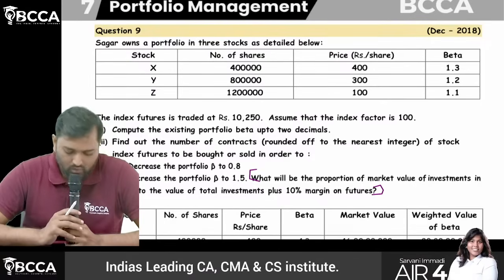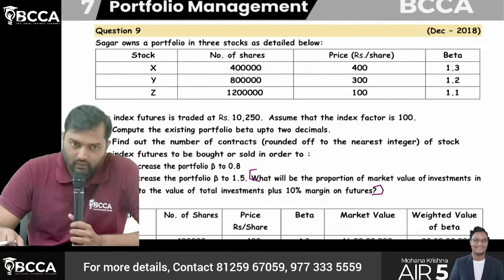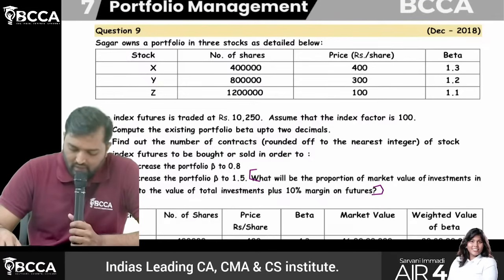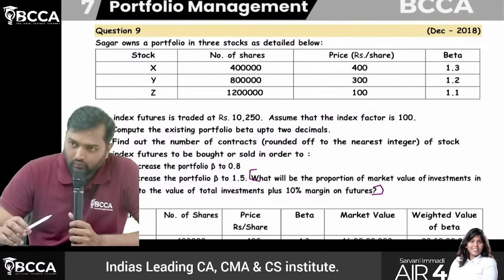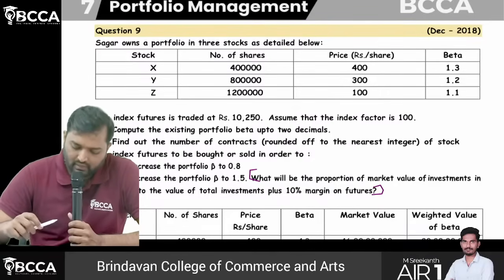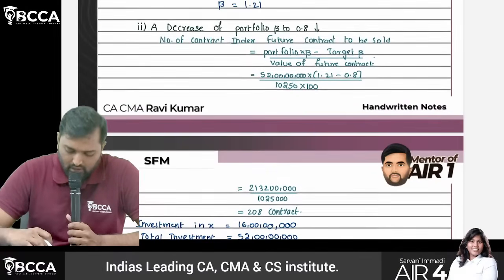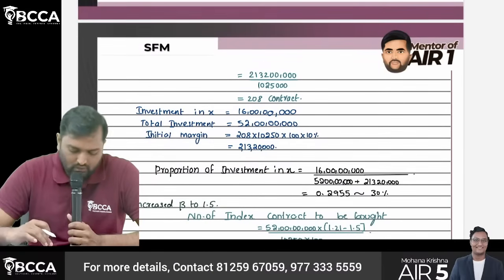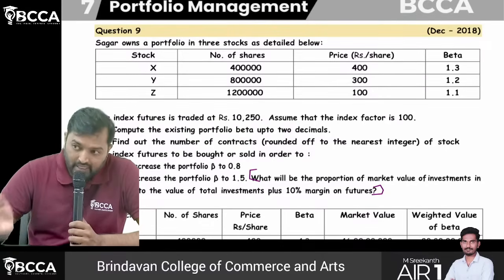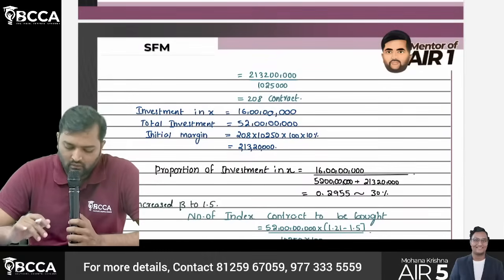What will be the proportion of market value of investment in X to the value of total investment plus 10% margin on futures? What is the market value of investment in X? Market value of investment in X is equal to 16 crores, divided by total value 52 crores plus 10% margin on futures.